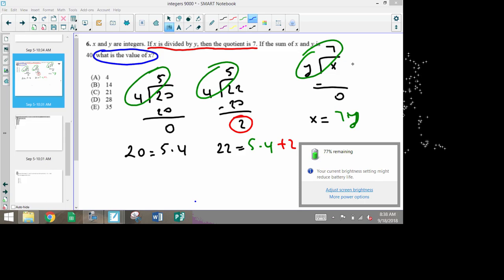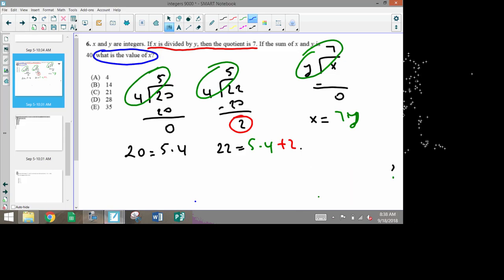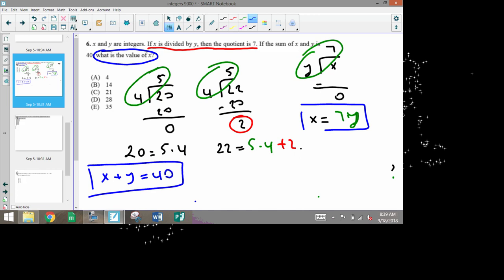And there is another expression: the sum of x and y is 40. Let me write that equation here. x plus y is 40. There is one equation and 2 variables, we cannot solve it. And I have another equation here. Okay? So x equals 7y. This is the second equation. I have 2 equations, 2 variables.